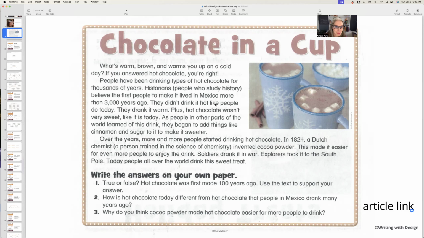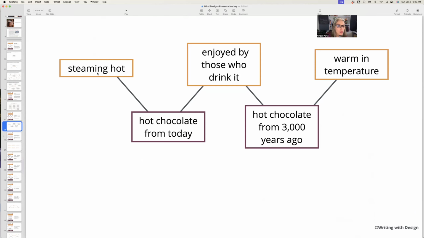They didn't drink it hot like people do today. Perfect, we've got that. Then they drank it warm. Plus hot chocolate wasn't very sweet like it is today. Okay, so we have steaming hot. We also know that hot chocolate from today is sugary sweet.